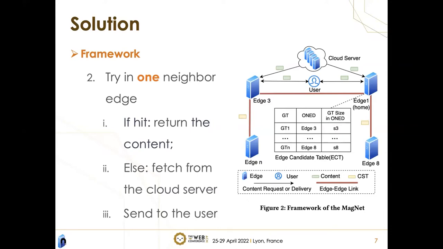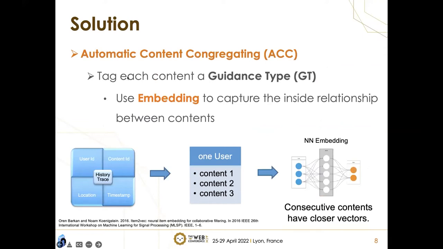The most important and hardest part in this process is how to give the advice: how the home edge gives the user advice for the next edge to try. To solve this problem, we propose the automatic content congregating mechanism, abbreviated ACC. As we do not assume each content contains an original type, we must first tag each content with a guidance type. How do we do this? We just use the history traces. We extract the contents requested by one user, because we think the contents requested by one user are similar.